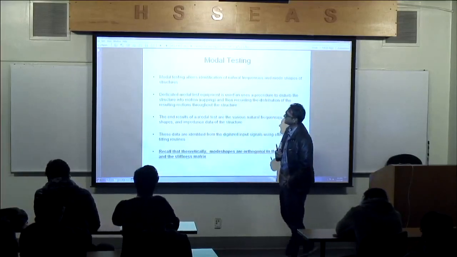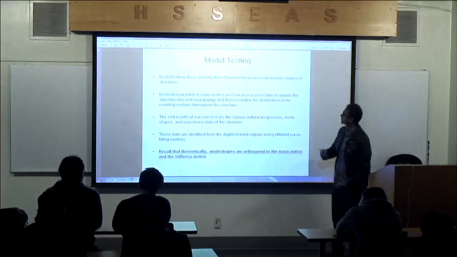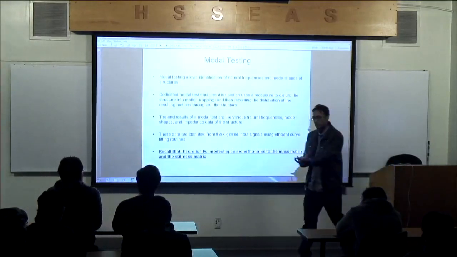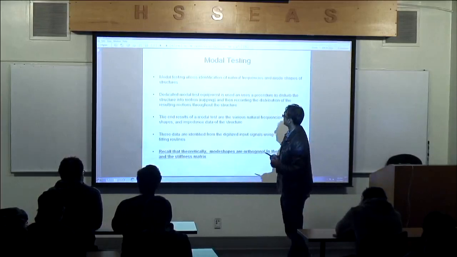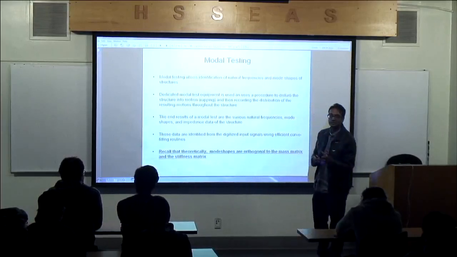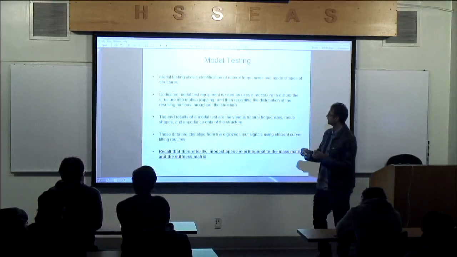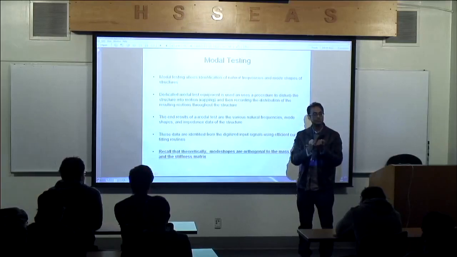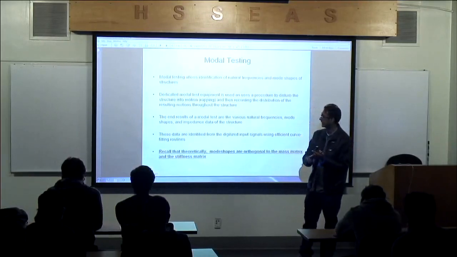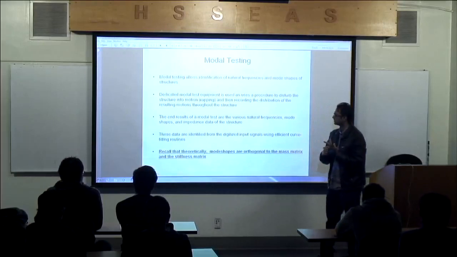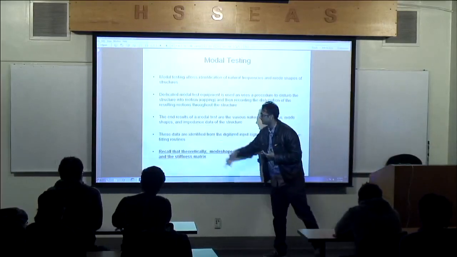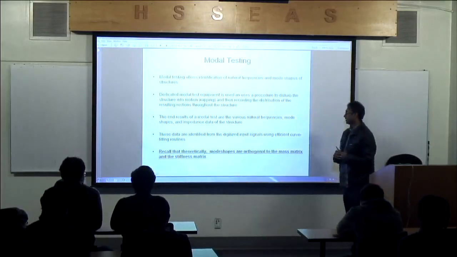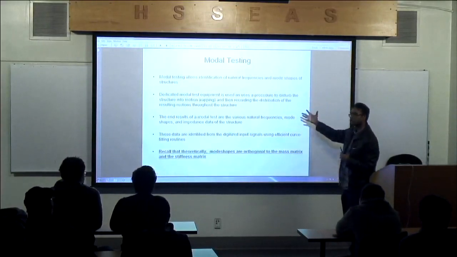Modal testing allows identification of the natural frequencies and mode shapes of the structure, so the actual ones from the test. So you will usually use dedicated modal test equipment. You'll basically put accelerometers on the structure. That's going to basically give you the mode shape information, the thing that we're looking for. And it's going to give you frequency information as well. And it actually can give you damping information as well through the impedance. With this information, you can now verify your model.